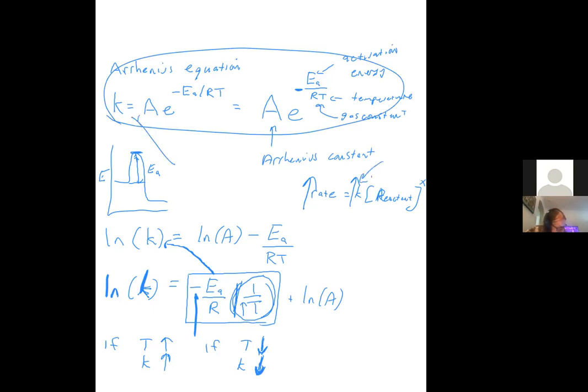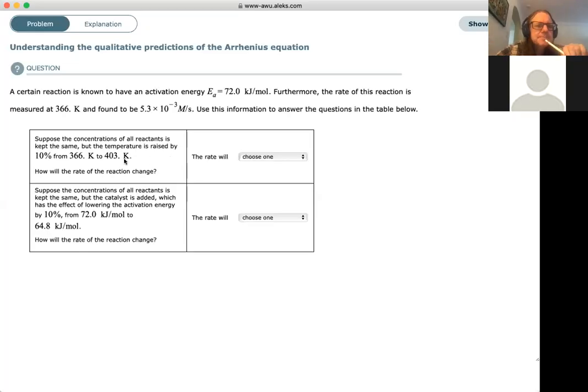Okay, so this is the relationship you want to remember. If T goes up, K goes up. If T goes down, K goes down. Okay, that's essentially the relationship. So let me come back to this problem and we'll take a look at it.